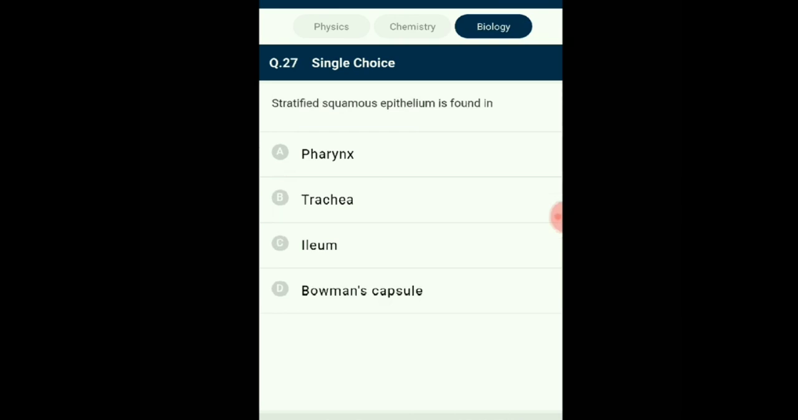Question number 27. Stratified squamous epithelium is found in. Most of the stratified epithelium in the adult body is of the stratified squamous type. Stratified squamous epithelium is of two types, keratinizing and non-keratinizing. Skin epidermis is of the keratinizing type, whereas the cornea of the eyes, inner surface of eyelids, lining of the buccal cavity, lower part of the pharynx, esophagus, vagina and vestibule of the cavity are non-keratinizing types. So the answer is option A, pharynx.